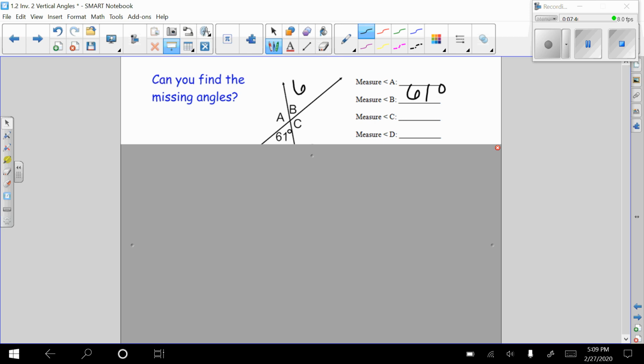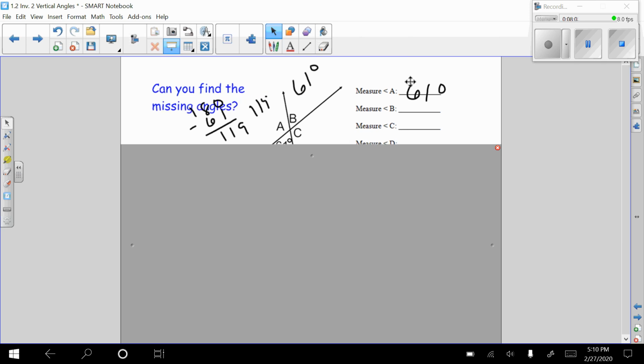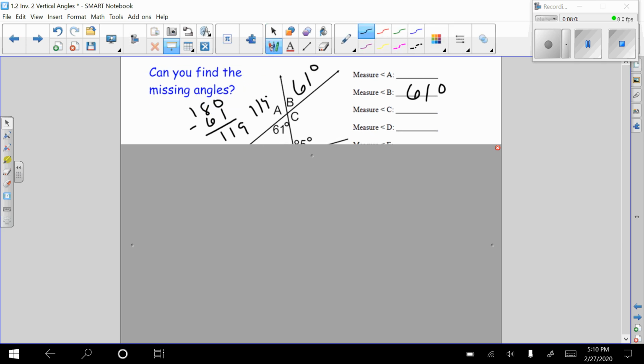If B is 61 degrees, I can find A because they form that line. 180 minus 61 gives me how much? Well, I'm going to find out that it's 119 degrees. And again, A and C are vertical, so if A is 119 degrees, C must be 119 degrees.